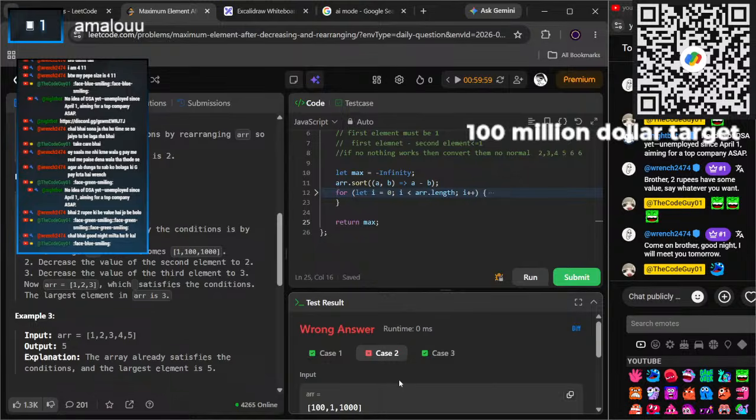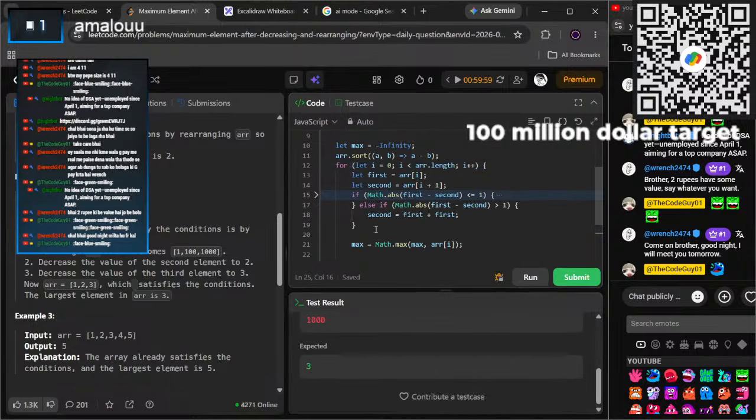Okay, the only twist was this thing. I need to look for the answer. How can I find the answer for this thing? If my first minus second is greater than one, then we need to do something. Then my second will become first plus first.